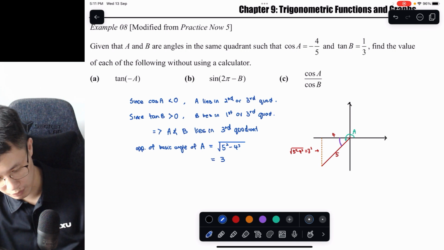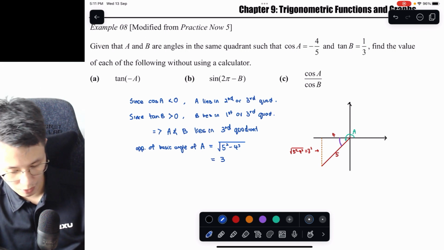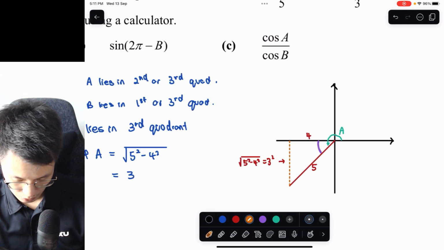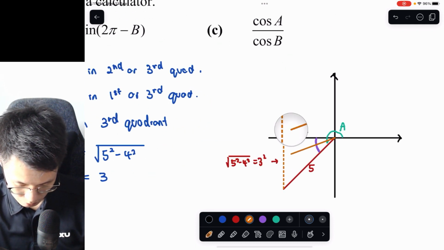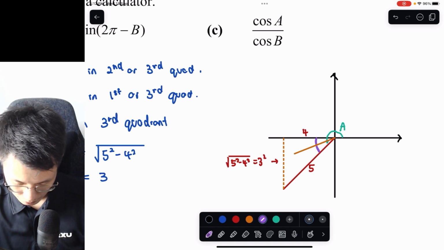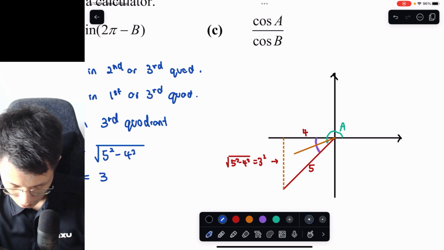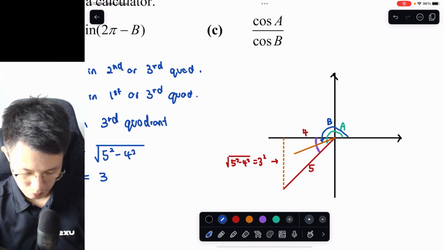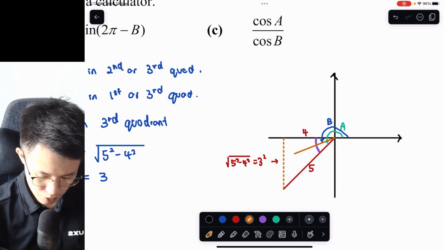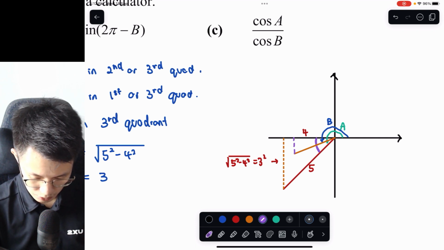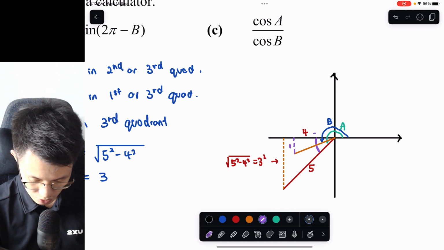So B is 1/3. It means that the opposite is 1, and your adjacent is 3. So actually, if we were to draw the B angle, the reference line would be somewhere here, I guess. Okay, this is the reference line. So let's use a different color. B is actually from here all the way to here. This is B. And same thing, I'm going to draw a triangle here. We don't know the length of this, but we know this is 1 and this length is 3.